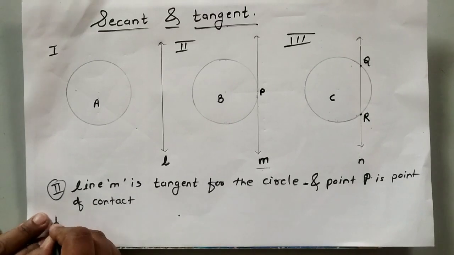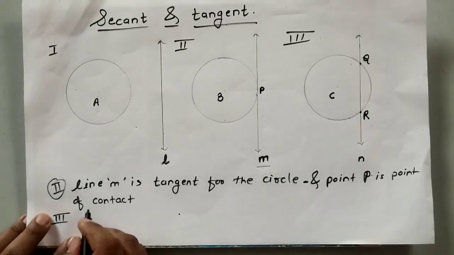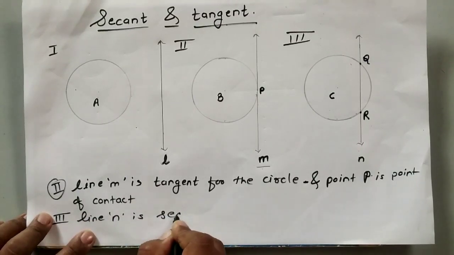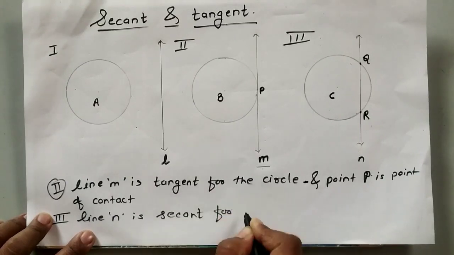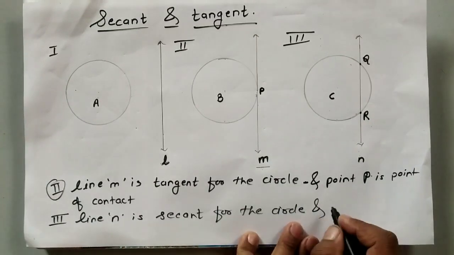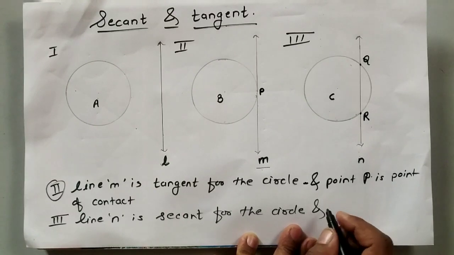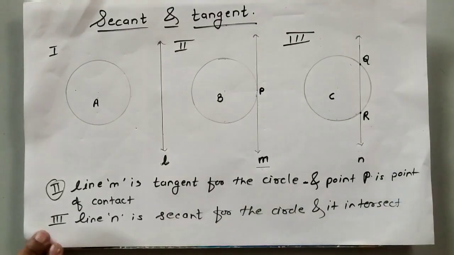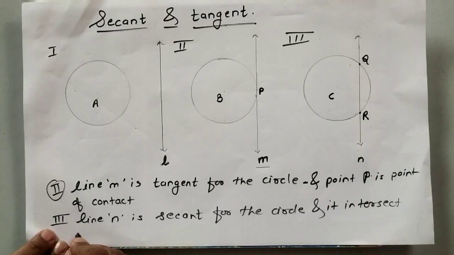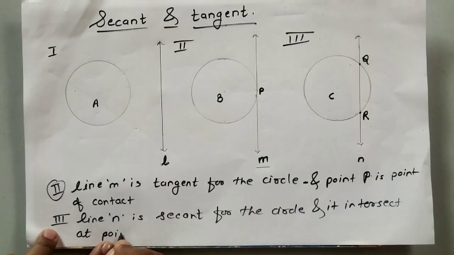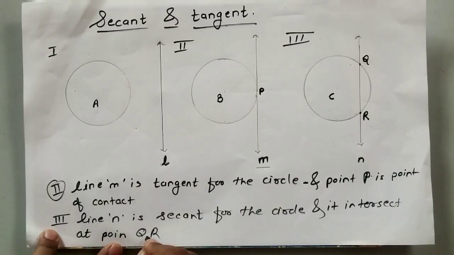And for the third figure, line N is a secant for the circle, and it intersects the circle at points Q and R.